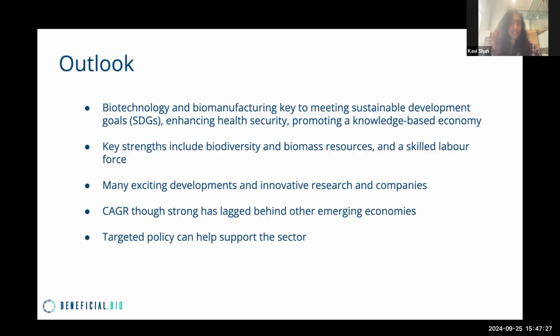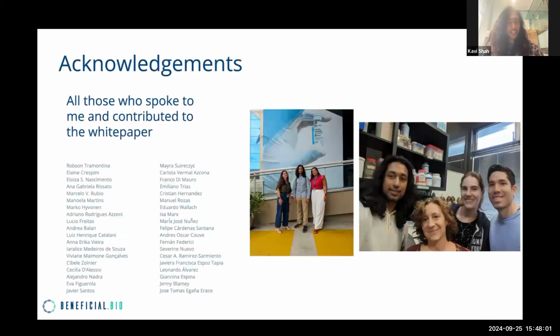So overall, just to outlook, biotechnology and biomanufacturing are key to meeting sustainable development goals. Their key strengths of South America include biodiversity and the biomass resources, as well as skilled labor. And there have been many exciting developments and innovative research going on. The annual growth rate, though strong, has lagged behind other emerging economies, and support from policy could help promote the sector. So that's everything.